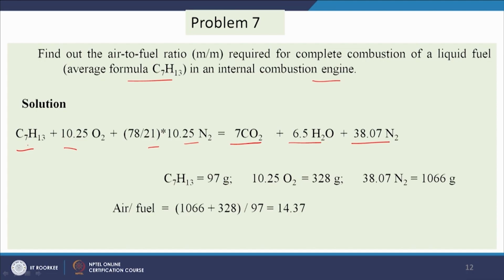Now if we take the molecular weights, the fuel is 97 gram. Then 10.25 into oxygen, that is 328 gram, and the nitrogen, 38.07, is 1066 gram. So what air to fuel ratio will we get? Air means nitrogen plus oxygen, so 1066 plus 328 divided by the fuel, 97. This equals 14.37.